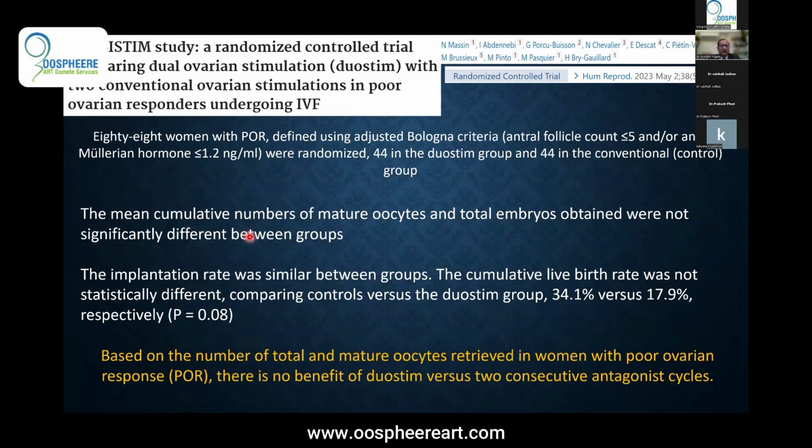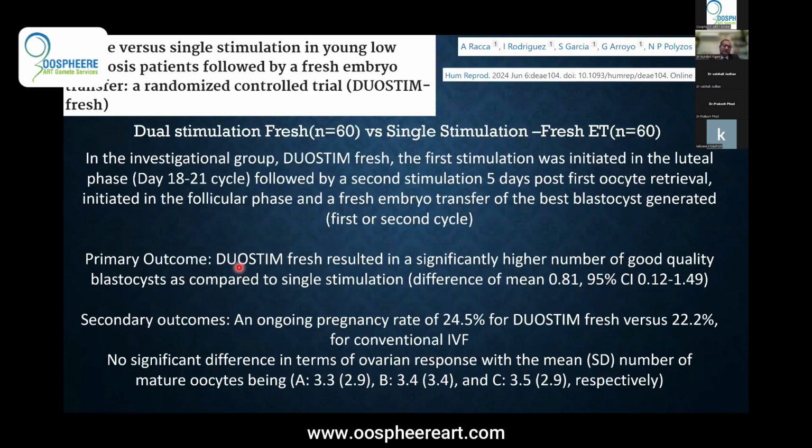Here they found that the cumulative number of mature oocytes and total embryos obtained from both sides were not different between both groups. Implantation rates were also similar. The cumulative live birth rate was not statistically different comparing control versus the dual stimulation group, that is 34 versus 17.9%. So it was higher, but it was not significant. So in poor responders, dual stimulation though it feels good, has shown no benefit for poor responders.